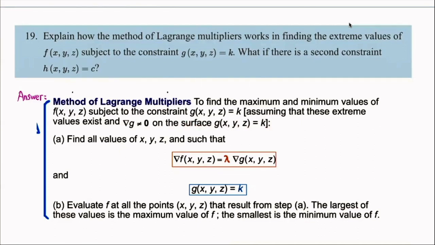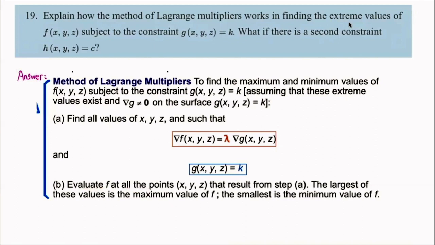We will first find all values x, y, z such that they satisfy this equation: the gradient of f is lambda times the gradient of g. In other words, gradient f and gradient g are parallel vectors, and they also satisfy this constraint equation. So we try to find x, y, and z that satisfy these two equations. After we get those x, y, z, we're going to evaluate the function value at those points, and then compare those function values. The largest of those values is the maximum of f, and the smallest is the minimum value of f.